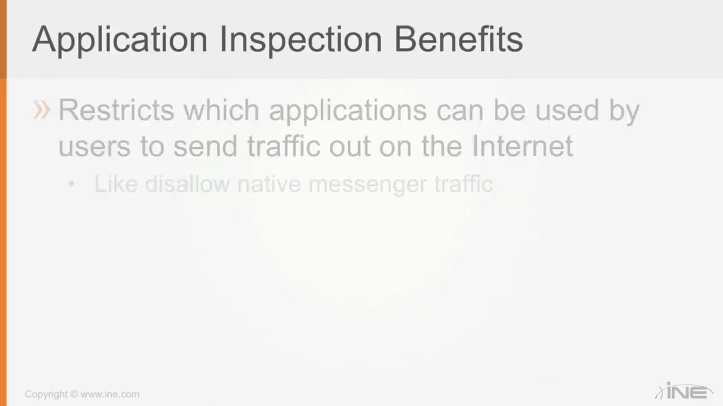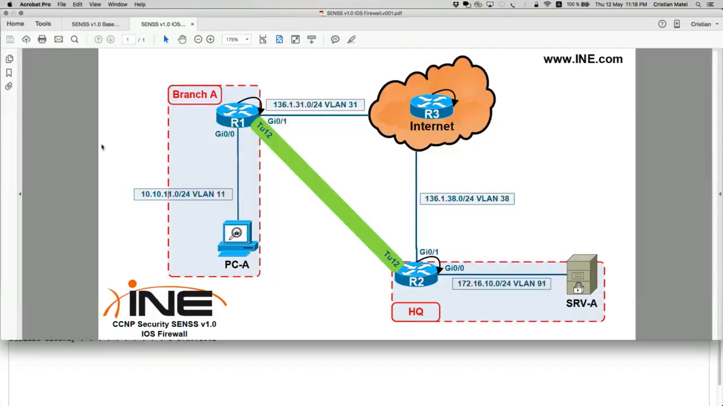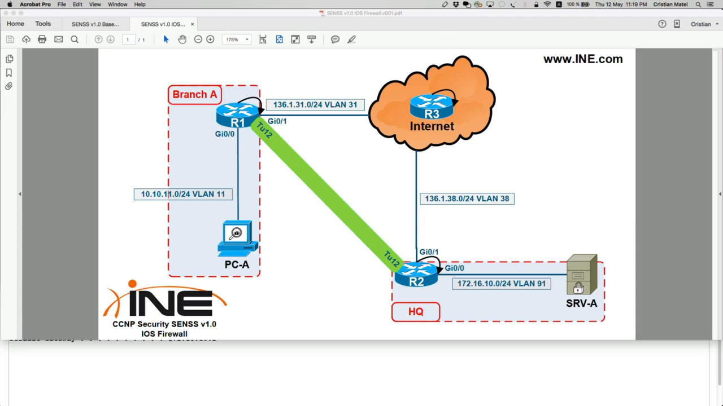So a couple of benefits. One of them is that you're going to be able to restrict which applications can be used by the users to send traffic out on the internet. Like disallowing, for example, native messenger traffic. Because, for example, in a regular production network, where there's nothing special, it's not a big enterprise, it's a regular small or maybe medium enterprise.